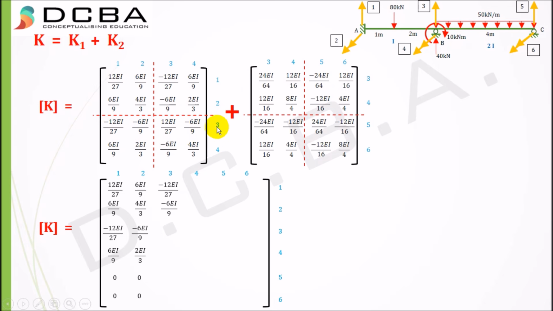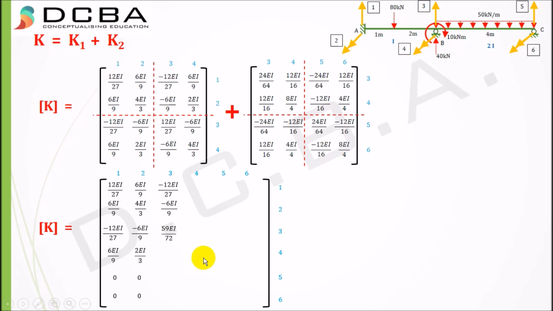And now element 3 3 is common in both the matrices. That is, element 3 3 is occurring here, and it is also occurring here, so we need to add them up. Element 3 3 needs to be added up. So 12 EI by 27 plus 24 EI by 64, I get 59 EI by 72.